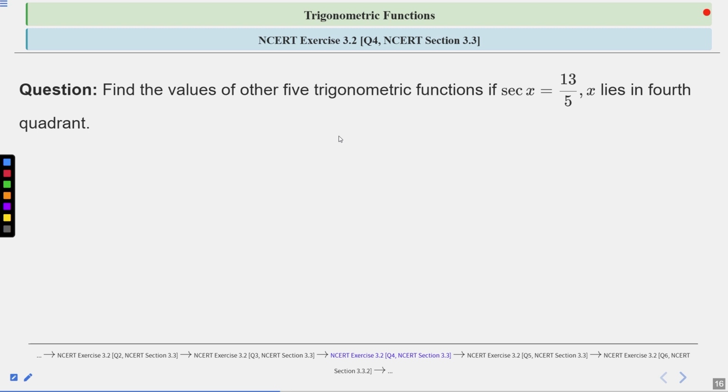Now, since x lies in the fourth quadrant, cos x will be positive, sin x will be negative, and sec x is given, and we can easily find other trigonometric functions by using some identity. So in this way, you can try to attempt this question. You have some time to solve or think about it. After that, we will move to the solution part.